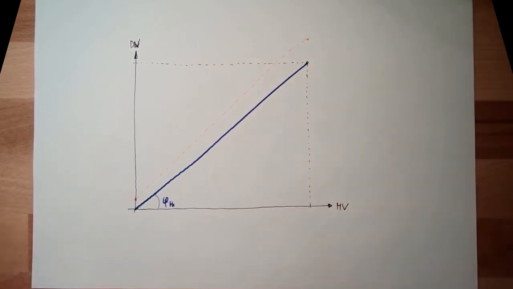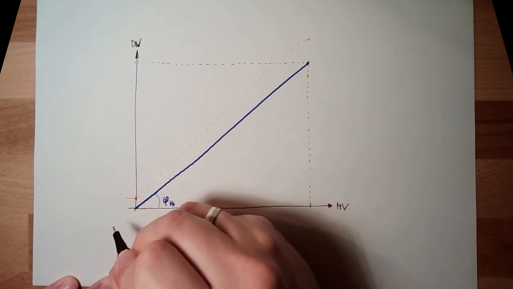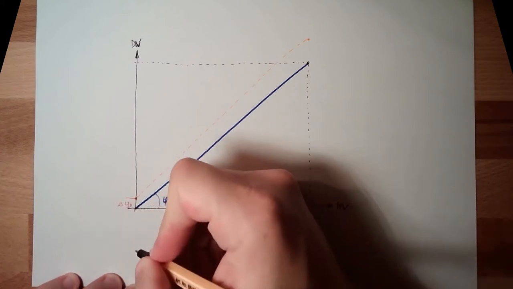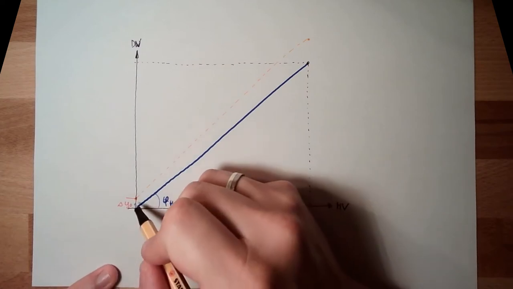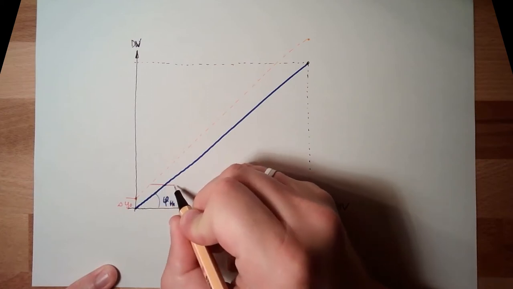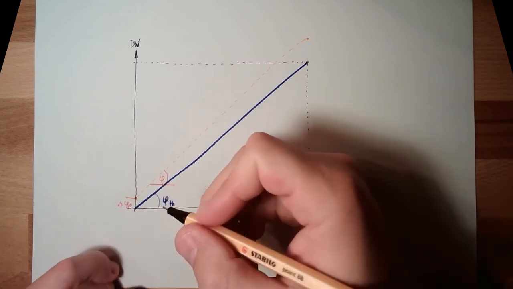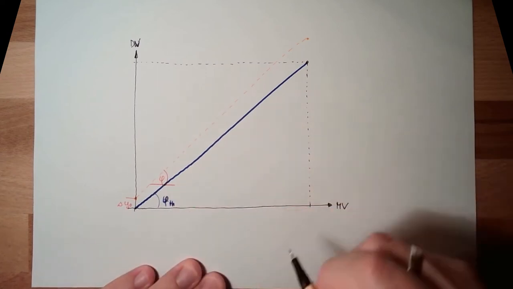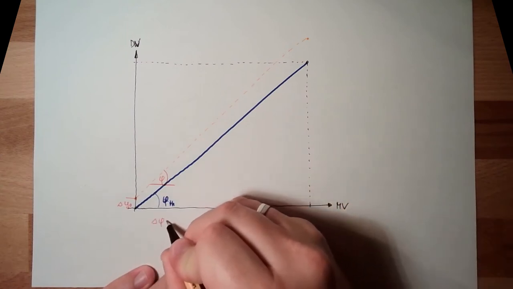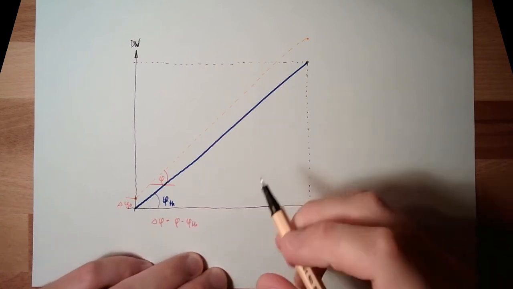It's not exactly linear, but good enough for me. So here, I'll make it red for an error. Here we do have delta y 0, 0 point failure. And here we also have another steepness. So we have a steepness error. So we have a delta phi here. That's phi minus phi theoretical. That's the steepness error. Okay.